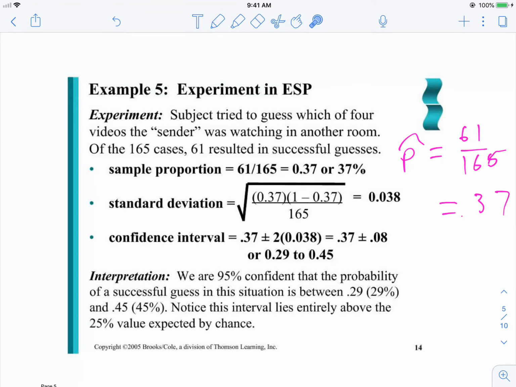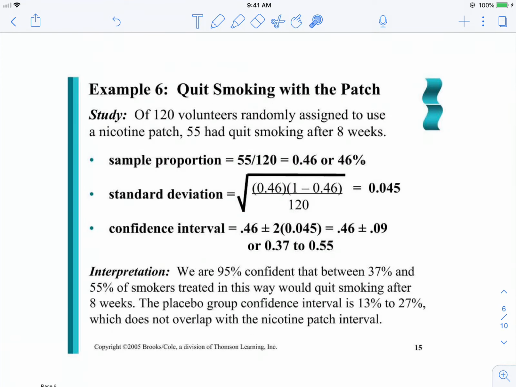Now, we compared this to a majority or minority in our previous lesson. We knew that we'd expect, just by guessing alone, that we would be right 25% of the time. If you're guessing 1 out of 4 chances, this confidence interval is entirely above 25%. So that's beyond what we would expect to have happen. We'll be using this idea to look at if that difference is significant enough in our sections coming up.